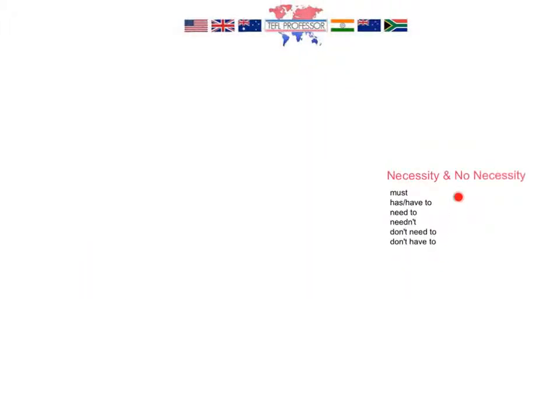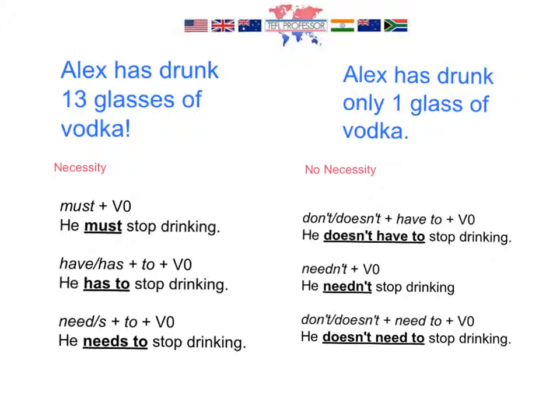Next is necessity and no necessity. With must, have or has to, need to, needn't, don't need to, don't have to. So Alex has drunk 13 glasses of vodka. That's a lot of vodka even for a very strong Russian man.